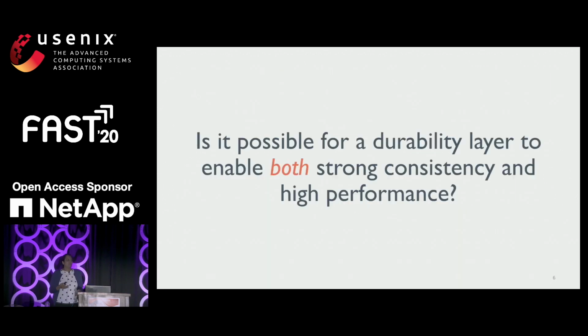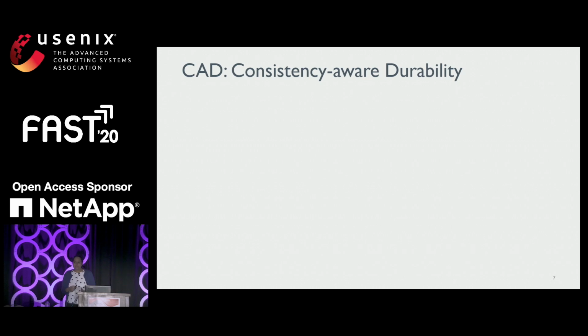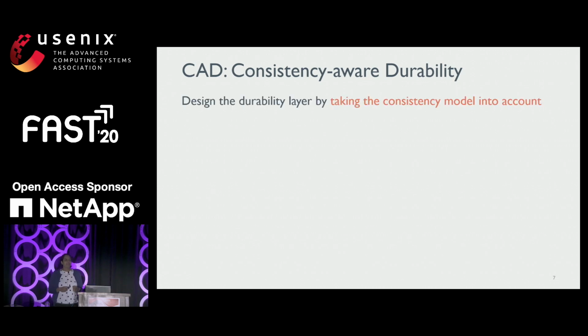Given this, a natural question arises. Is it possible for a durability layer to enable both strong consistency and high performance? In this work, we answer the question as yes. If we design the durability layer carefully by taking into account the consistency model the system is intending to provide, then we say that we can achieve both strong consistency and high performance. And we call this approach consistency-aware durability, or in short, CAD.